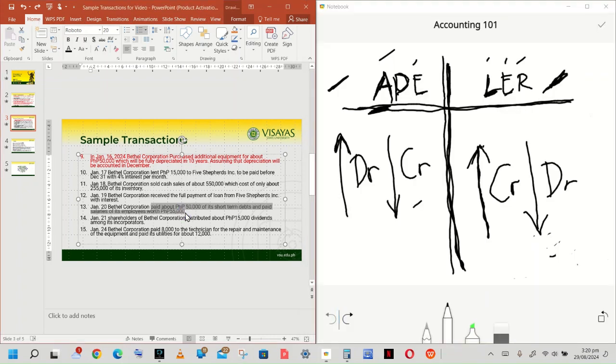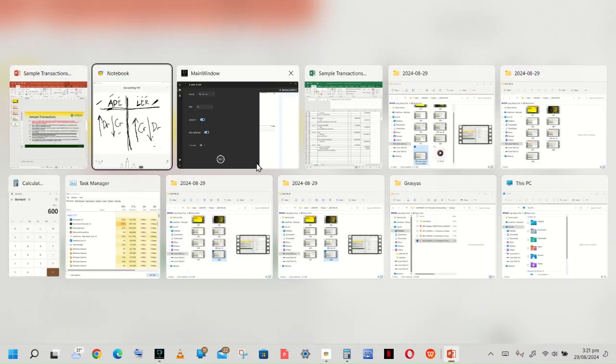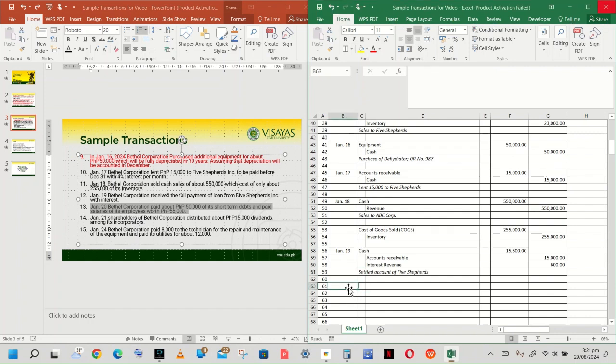For our next transaction on January 20, yung Bethel Corporation settled 50,000 of its short-term debts and paid salaries of its employee worth 55,000 pesos. So, pwede mo yung isulat as dalawa yung account mo, or deduction mo sa cash, 50 and 55. Pwedeng i-plus mo na lang yung deduction mo sa cash. So, how? Let's say, susulat ko siya ng January 20.